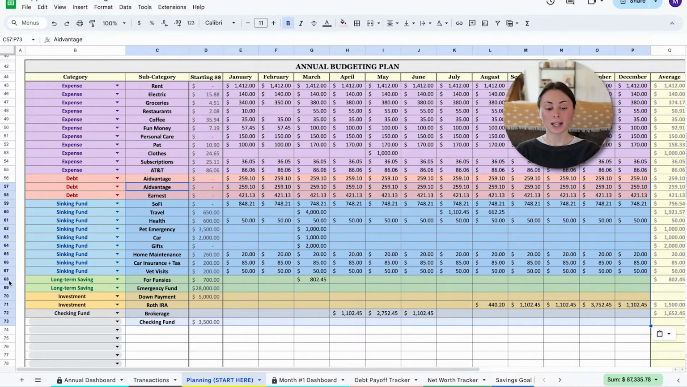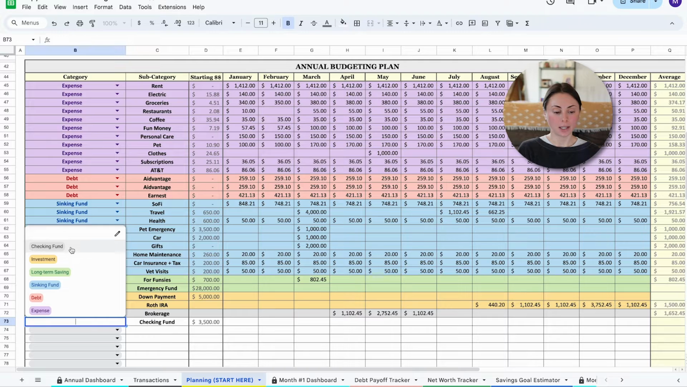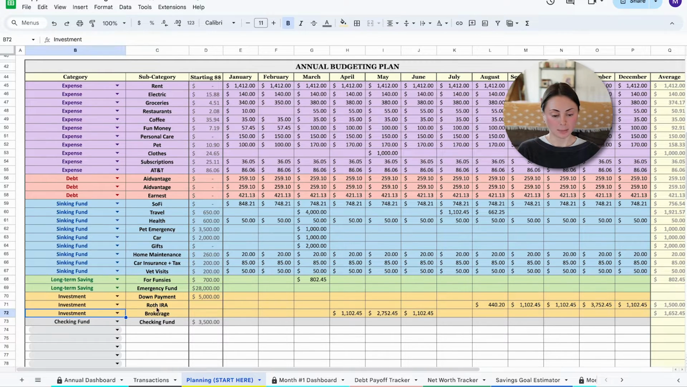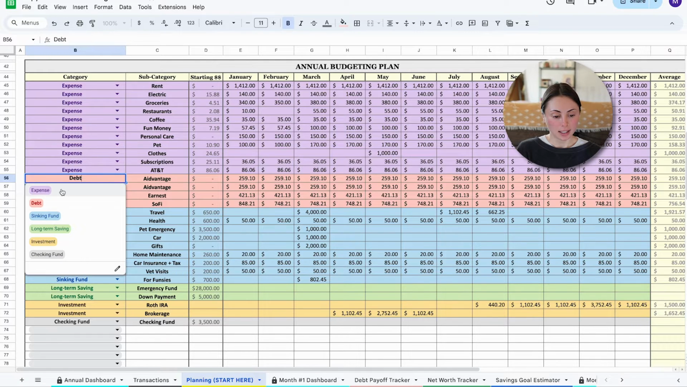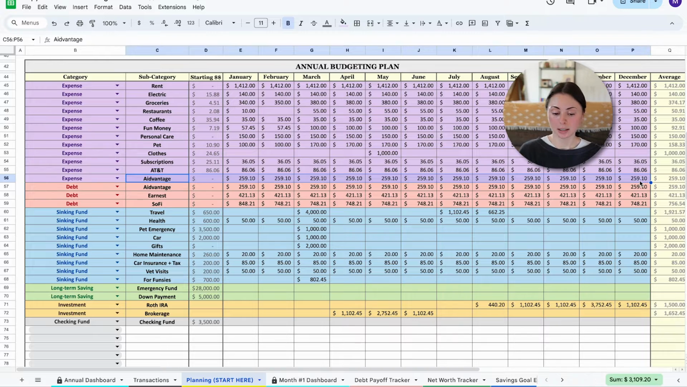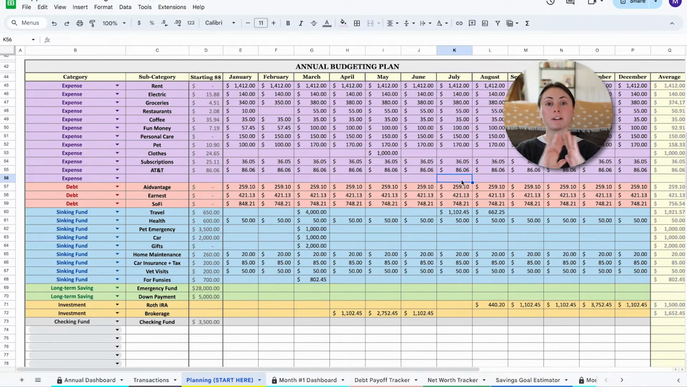And now you'll need to manually update your categories. This is because when you copy paste the categories, Google Sheets really hates that. So just to not mess up the formulas, go in here and update your checking fund here. Investment is this one. Down payment is long-term savings. For funsies is a sinking fund. SoFi is a debt. And then this next one is where you're putting your expense. So now you can delete this, and now you have a free spot for your expense.